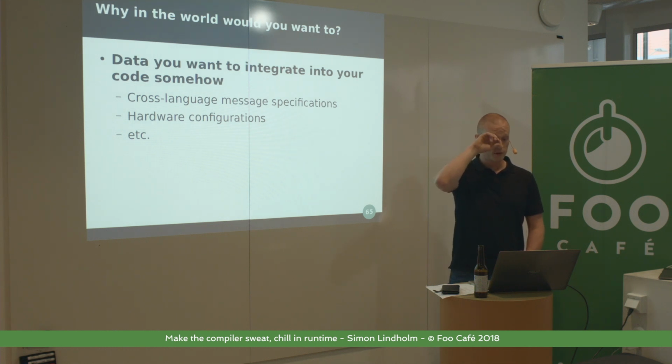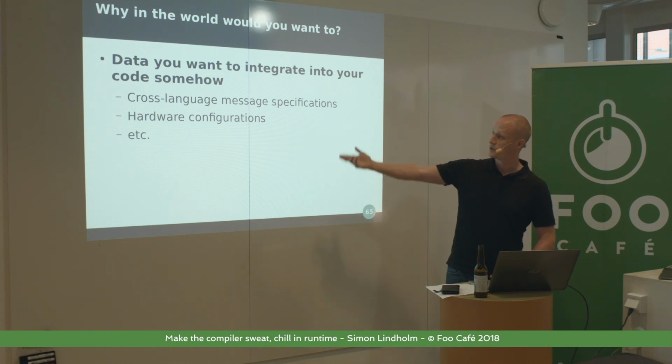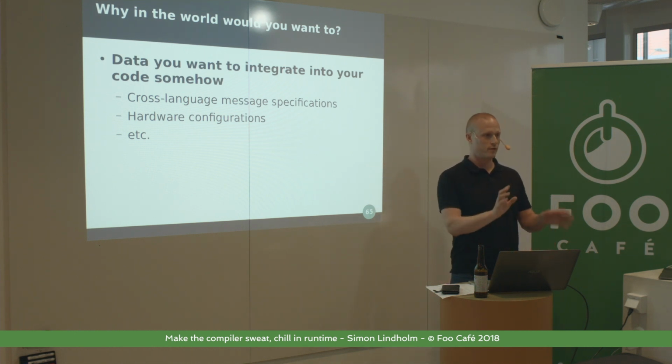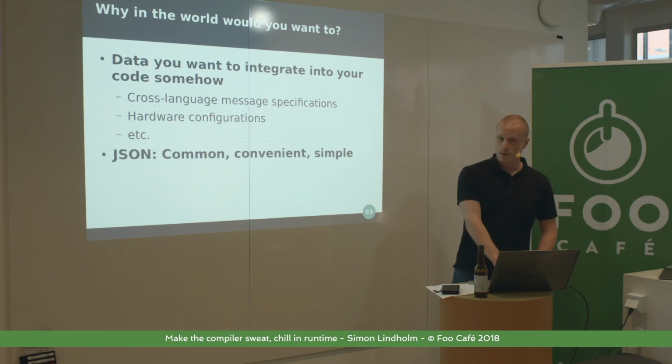Having some kind of data in JSON that you want to use from your code is actually quite a common use case. You have message specifications between different platforms, and you have different hardware configurations and register settings and whatever. And JSON is a very simple format, which is why it won the war against XML, I guess.